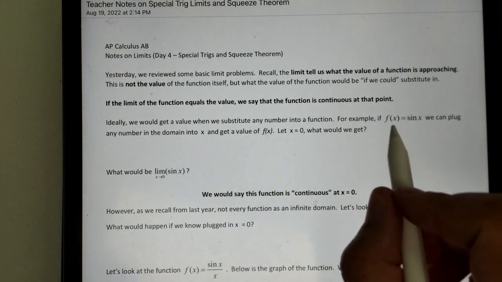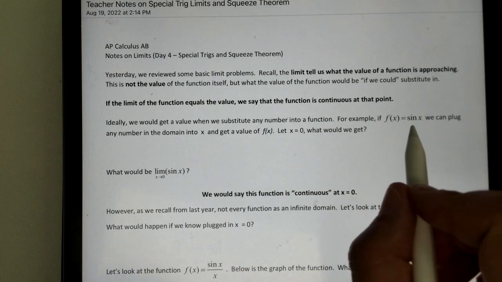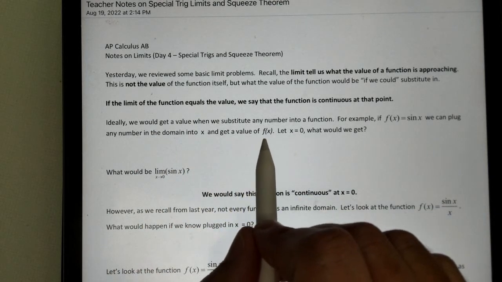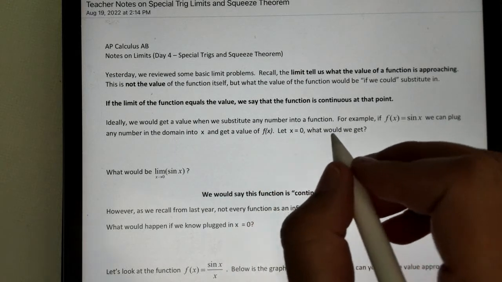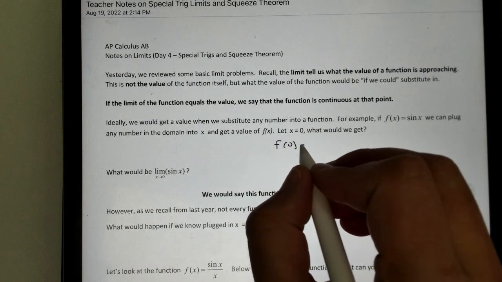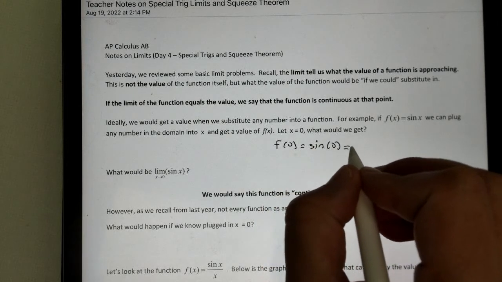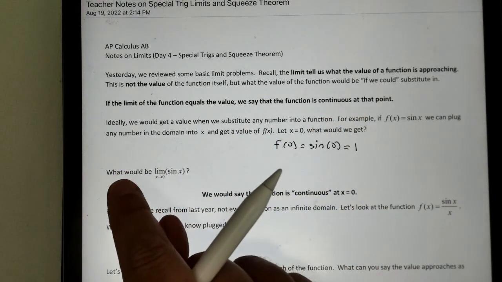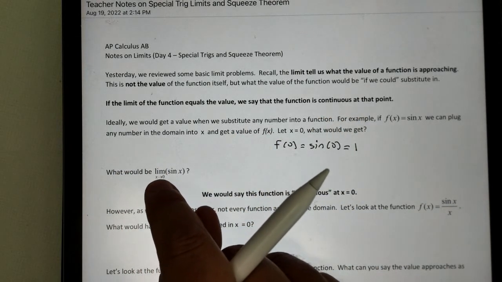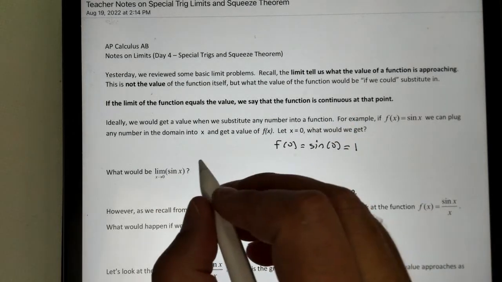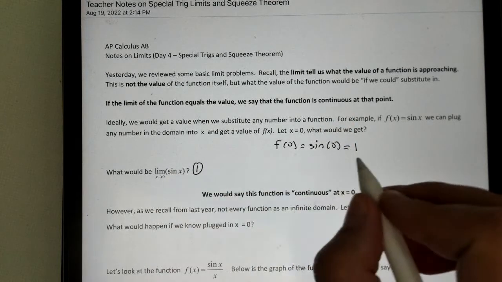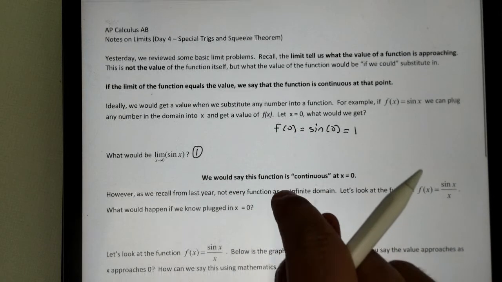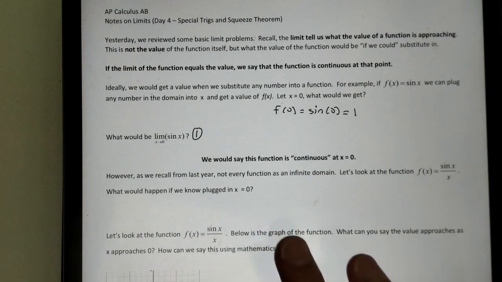For example, let's let f of x equal sine of x. We can, of course, plug any number in the domain into x and get the value of f of x. For example, let's let x be 0. If we want to find f of 0, we would get the sine of 0, which we would get 1. And that's our substitution technique. Therefore, what would then the limit as x approaches 0 of sine be? Well, it would be the same. It would also be 1, because at x equals 0, sine is a continuous function. We would say, again, this function is continuous at x equals 0.